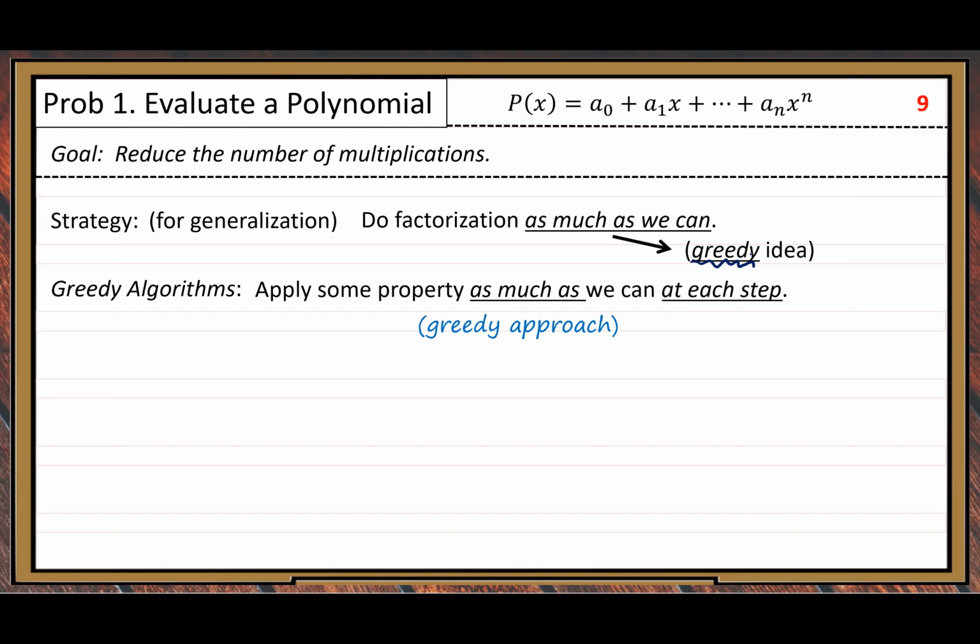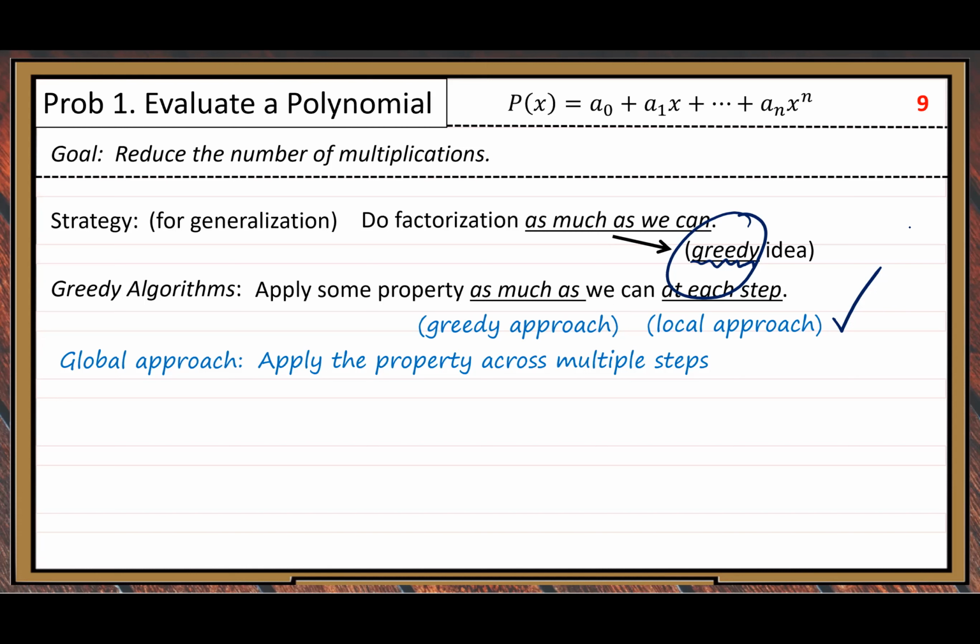Two important parts: the greedy approach, as much as we can, and then at each step, which is the local approach. You apply the greedy approach locally, not globally. That's the reason I said there is some negative thing about greedy algorithms. The algorithm may not be good because of this local approach. When we solve a problem in a global approach, we should apply the property across multiple steps, not a single step. The greedy approach applies some property at a single step, one by one, not across multiple steps. That's the reason it may not be good.